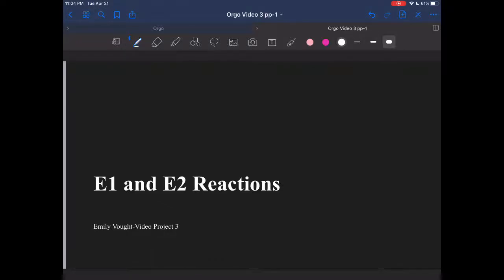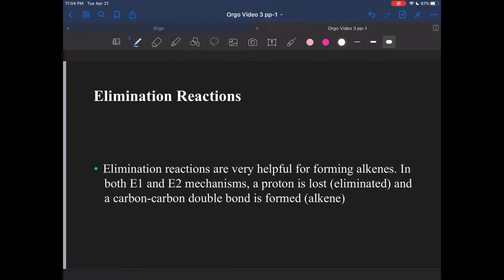This video will be talking about E1 and E2 reactions. These reactions are both elimination reactions and they're very helpful for forming alkenes. In both E1 and E2 mechanisms, a proton is lost or eliminated and a carbon-carbon double bond is formed, which is the alkene.